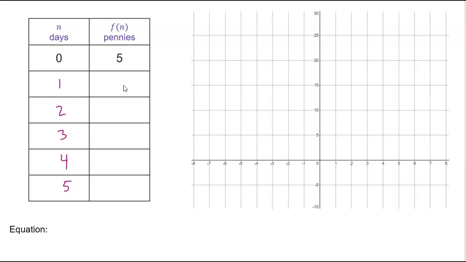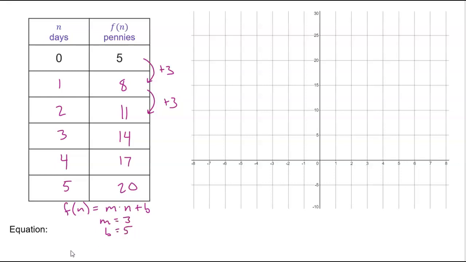So if we go up day by day, we'll notice she's getting 3 pennies each day. So it goes up to 8, then 11, then 14, then 17, then 20. We know how to write an equation here. This is going to be good old slope-intercept form. Using n instead of x, it'll look like m times n plus b. m is our common difference. b is our value at 0. So our overall equation looks like 3n plus 5.